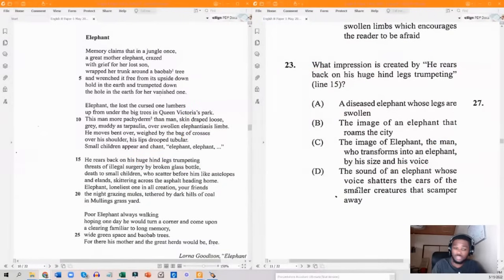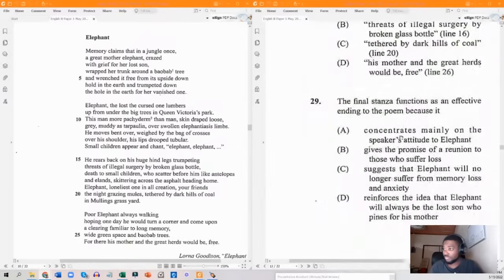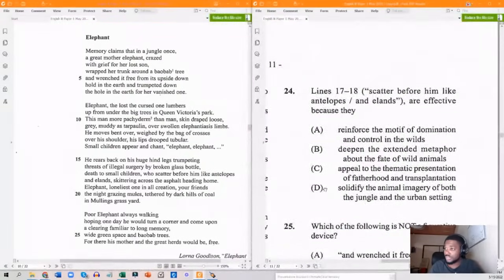All right. I see no questions, so I can jump along to 24. 24, where are you? Lines 17 to 18, "scatter before him like antelopes and elands," are effective because they what? Let me see your answers for number 24.